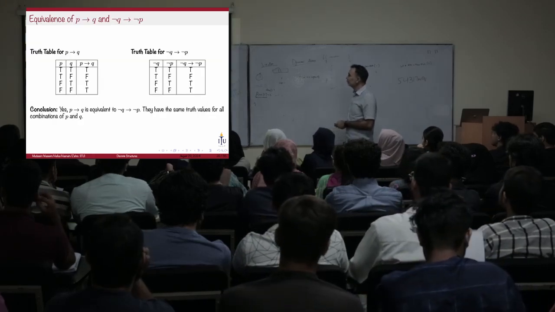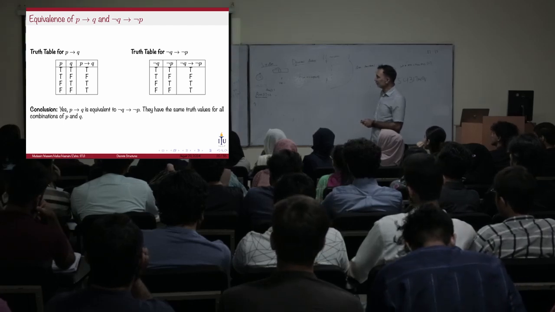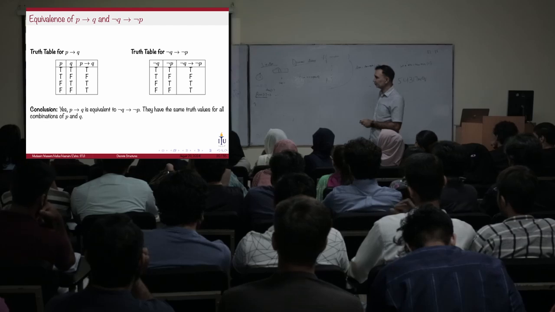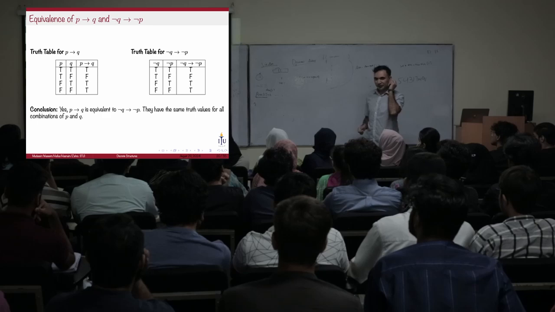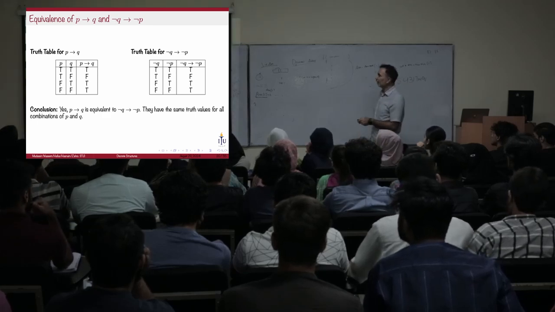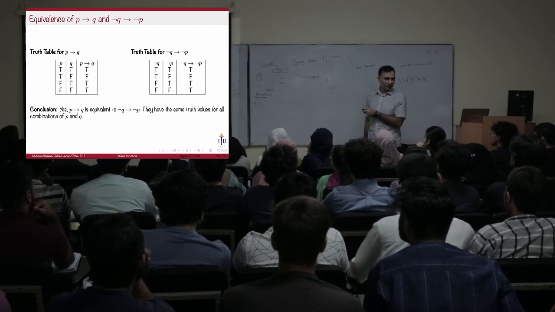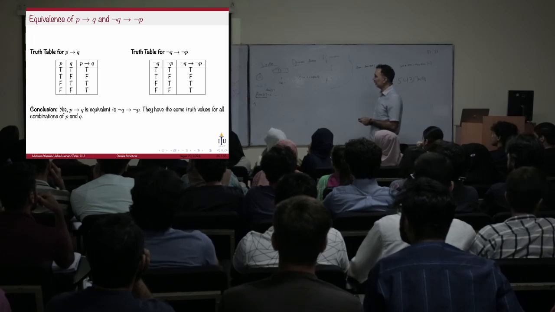All right. But these two statements are equivalent. Do you recognize what this is? This is contrapositive. In contrapositive, what you do is you negate the two statements and then you switch them. Okay. And we saw last time that this is actually equivalent to the original statement. Okay. But here are their truth tables.